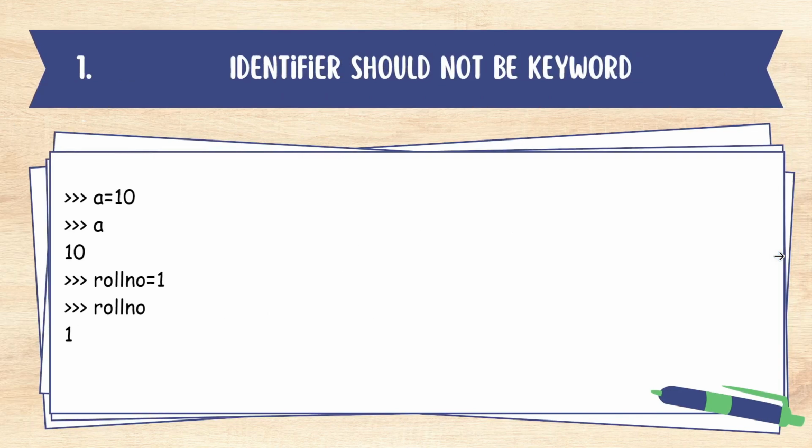Let's go to the next slide. Identifier should not be a keyword. So whatever identifier you are using, it should not be a keyword. I already told you, but it could be a soft keyword, it cannot be a keyword. So for example, a is equal to 10, and we are printing a. Roll number, this is also a valid variable or identifier.